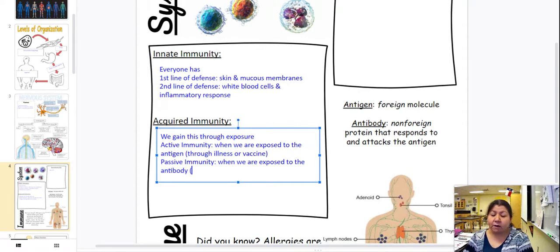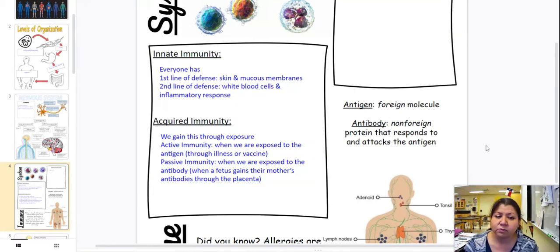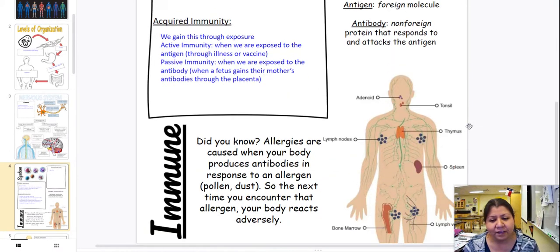to the antibody. A very good example of this is when a fetus gains their mother's antibodies through the placenta. Before the baby's even born, they gain their mother's antibodies. This is actually one of the reasons for the discussion about what to feed a baby after it's born. A lot of doctors believe breast milk is the best because the mother's still giving antibodies to the baby. Sometimes you'll see that babies fed that way are less sick than babies who have formula. But sometimes you can't help it. Sometimes babies can't handle that type of milk, and so they need formula milk. So let's keep going.